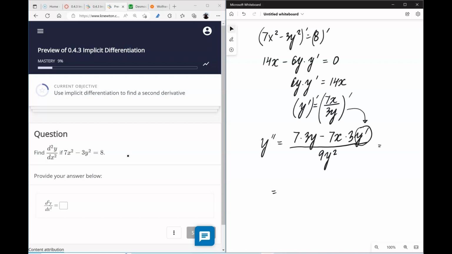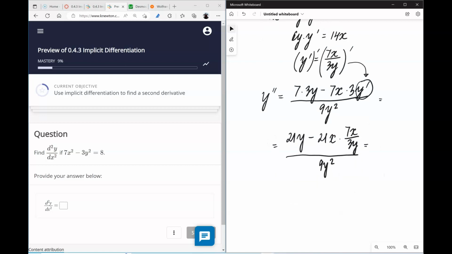So the final answer will be 21y minus 21x y prime, but y prime is 7x over 3y, and all that divided by 9y squared. Looks like we can simplify it a bit further. So let's find the common denominator, 3. So we multiply this by 3.